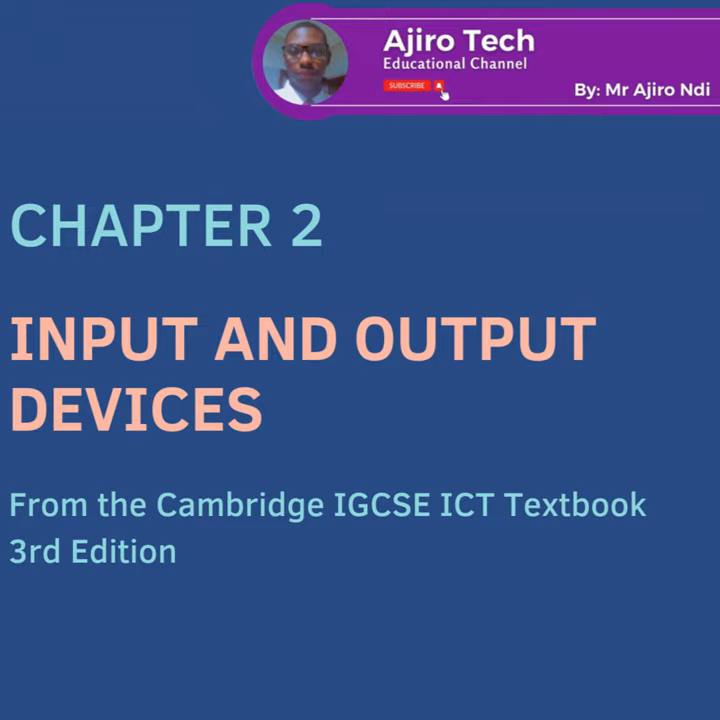I think the last one is the actuators. Let's talk about them. Now, actuators are used to control devices. When a computer is used to control devices, such as a conveyor belt or a valve, it is necessary to use what we call an actuator. For example, to start and stop a conveyor belt or to open and close a valve.